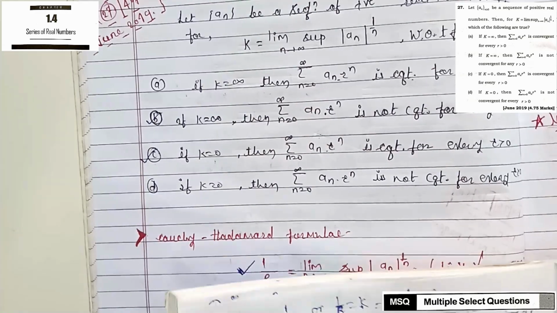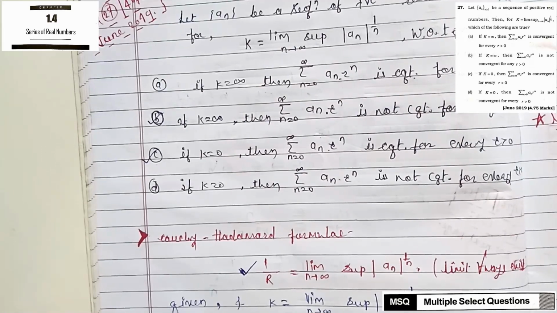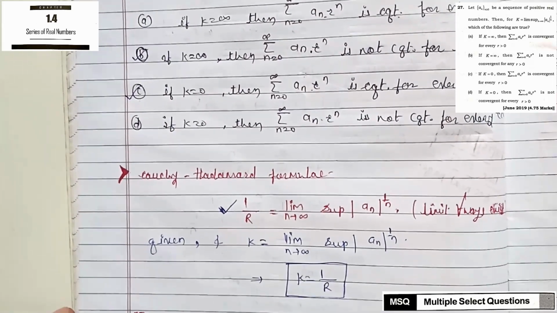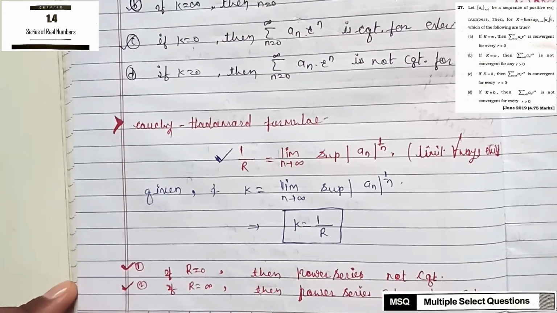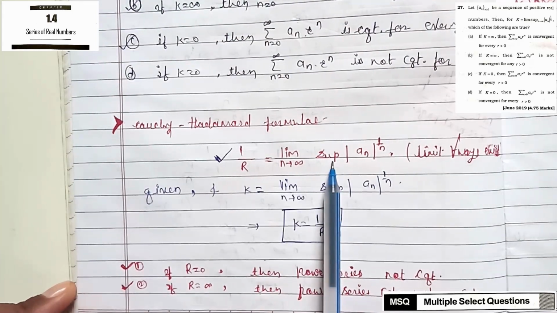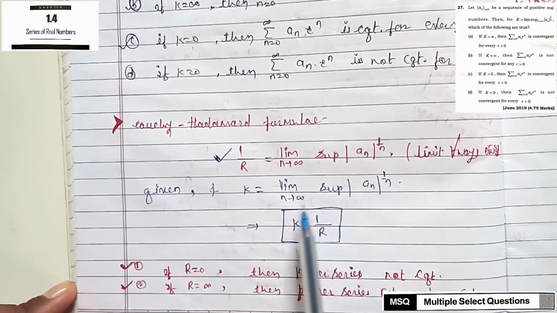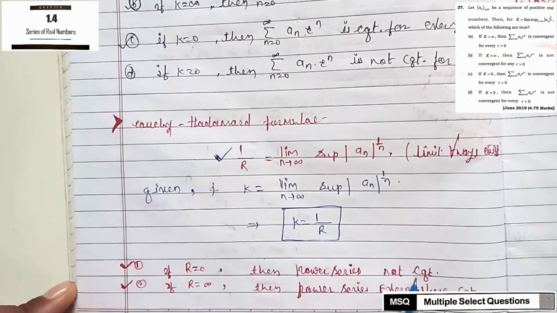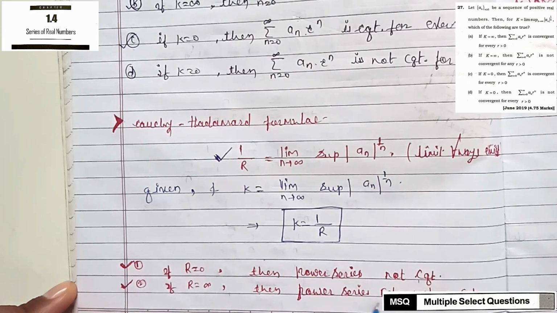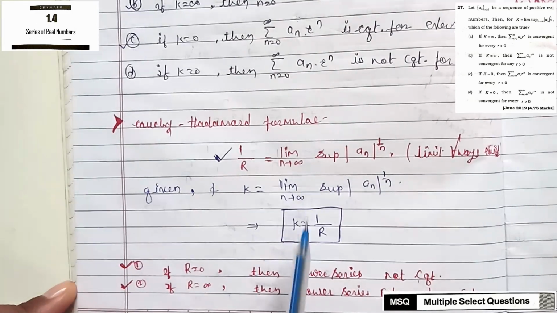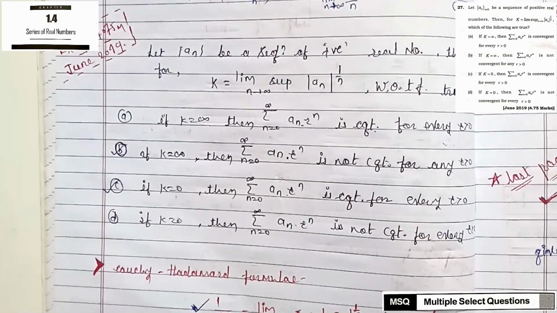For your better understanding, you may refer to my complete solution of this example. Here we can see the solution using the Cauchy-Hadamard formula. I have written the Cauchy-Hadamard formula over here, which is 1 upon r equal to limit n tends to infinity supremum of mod a_n raised to 1 by n, and the limit always exists for the Cauchy-Hadamard formula. When r is 0, the power series is not convergent. r equal to 0 is a point where the series is divergent, and r equal to infinity is where the series is convergent. We apply this result to our question and get the required solution.